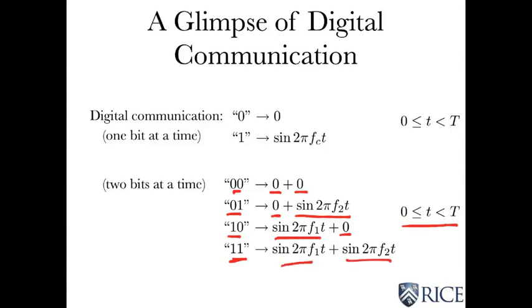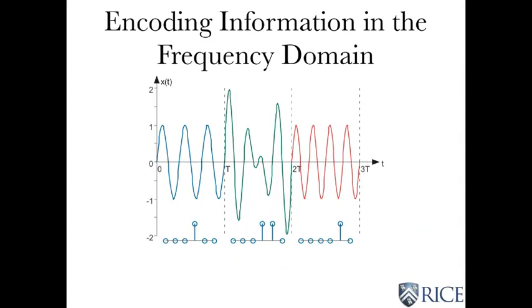Essentially what I'm doing is constructing the transmitted signal in the frequency domain by using superposition and indicating which 2 bits are being sent by choosing which frequencies are turned on and turned off. So that is a total construction of a signal in the frequency domain.